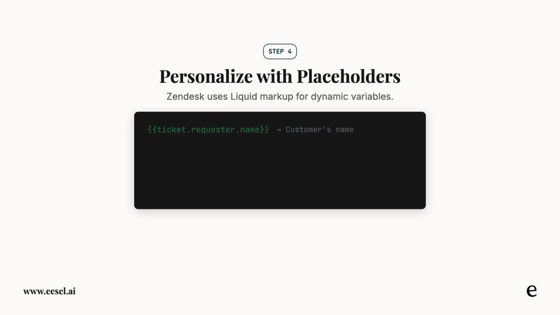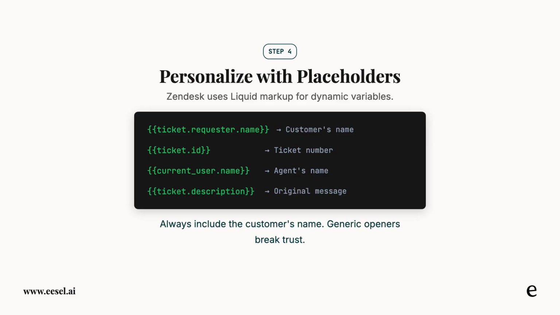Zendesk uses liquid markup for dynamic variables. Key ones include ticket requester name, ticket ID, and the agent's own name. Always include the customer's name. Generic openers like "Hello valued customer" break trust immediately.